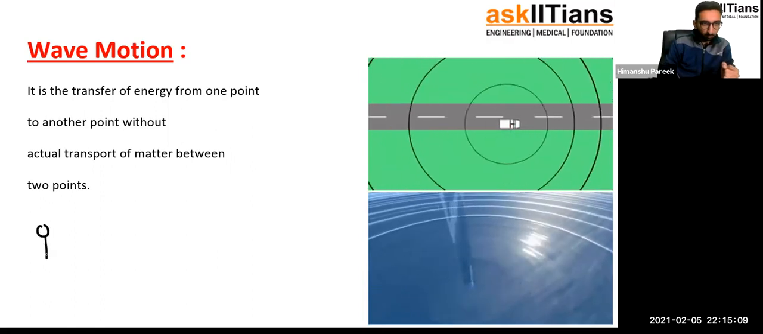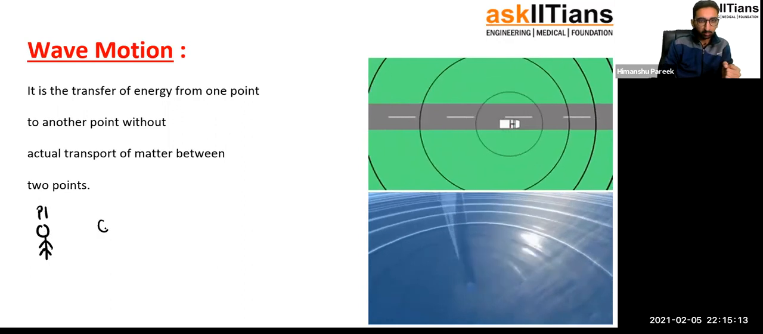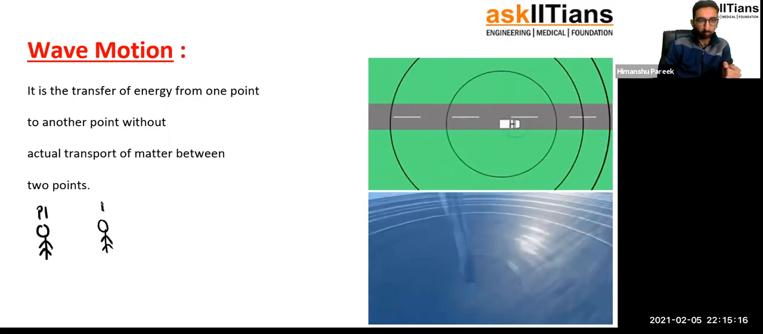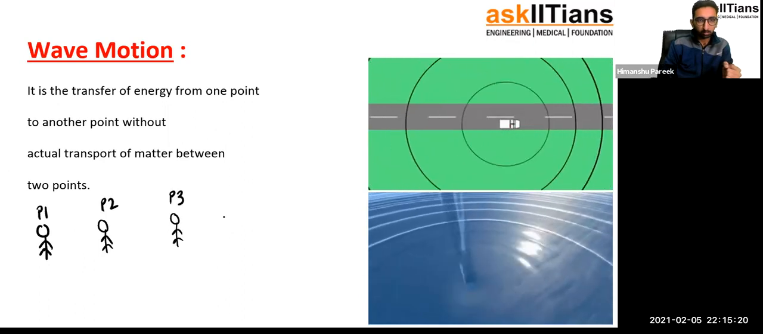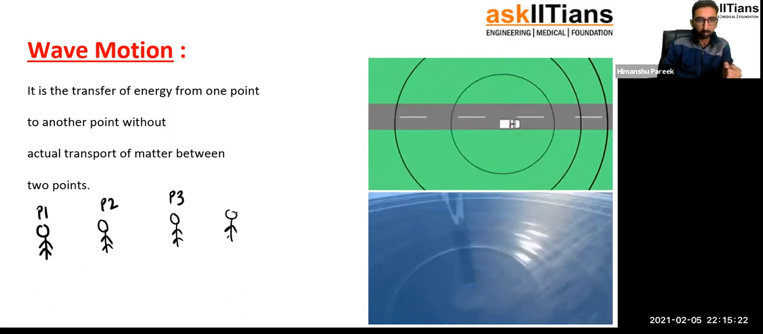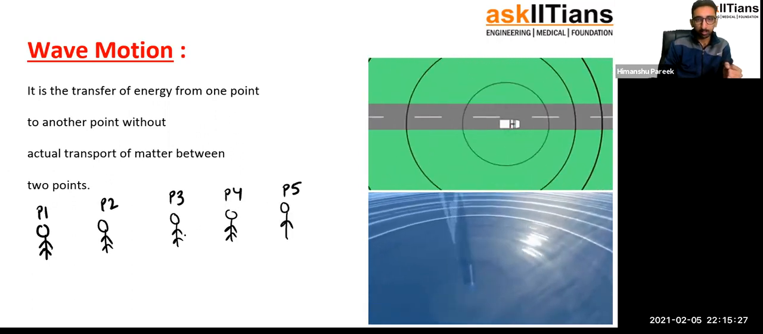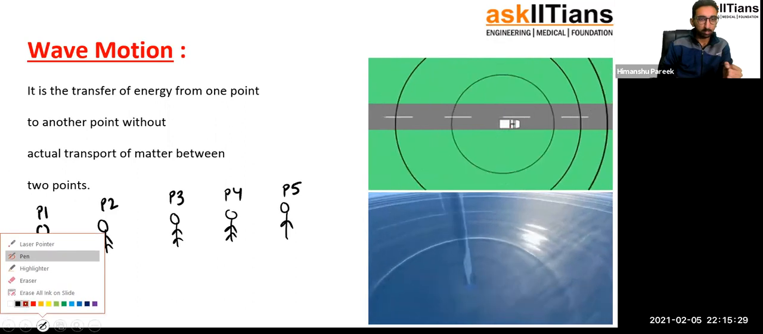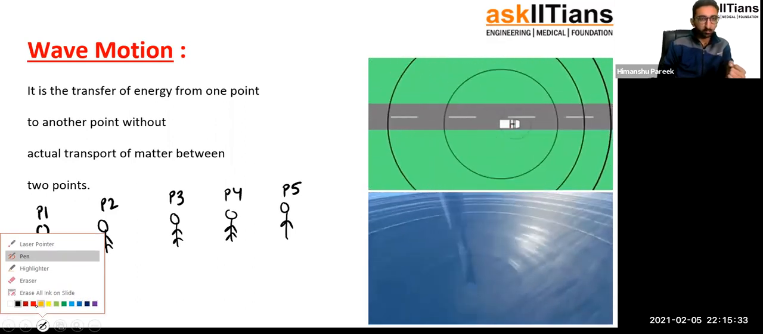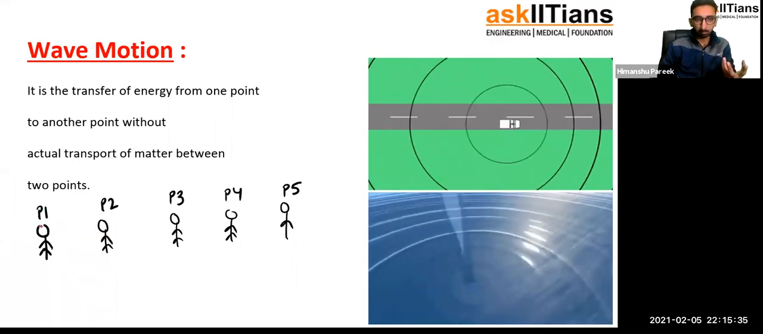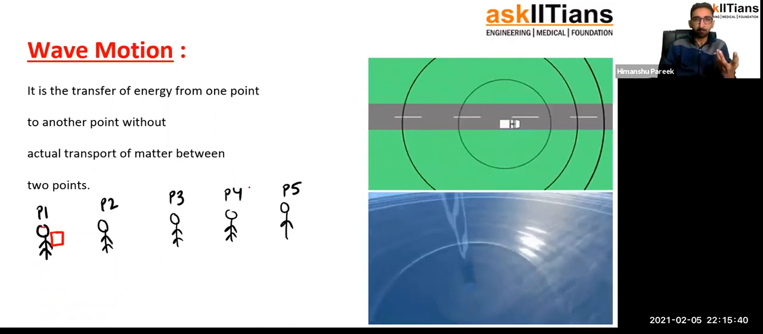Suppose we have a few people standing in a queue. Person 1, then here we have person 2, person 3, 4, 5. I guess that's enough. Yes, 5 people are standing there. Okay, so let's say we have some parcel for person 1 and we have to give it to person 5.